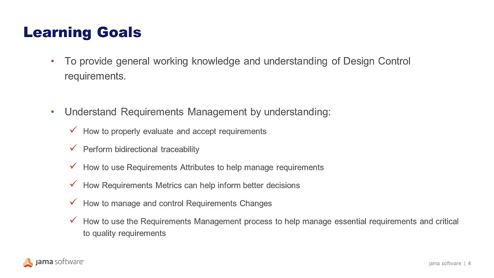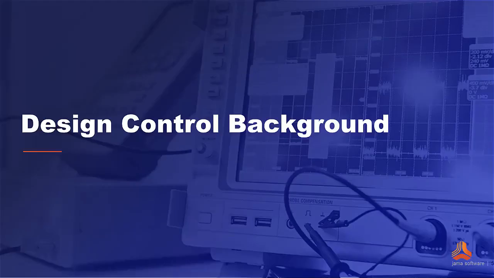Right, so by the end of this presentation, hopefully you'll have a good general working knowledge of design controls. You're going to understand requirements management and how to evaluate and accept requirements, how to perform bidirectional traceability, how to use requirements attributes to help manage the requirements, and how requirements metrics can help inform and help you make better decisions. We're going to learn how to manage and control requirements changes, and then how to use attributes, especially a requirements criticality attribute, to help us manage and identify essential requirements and requirements that are critical to quality.